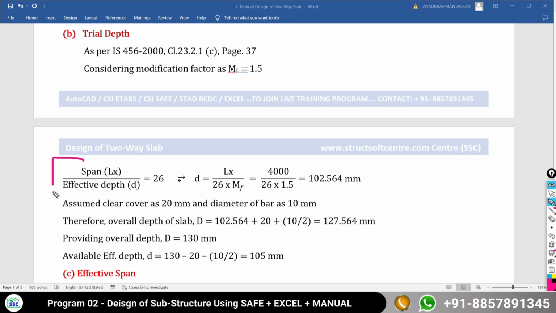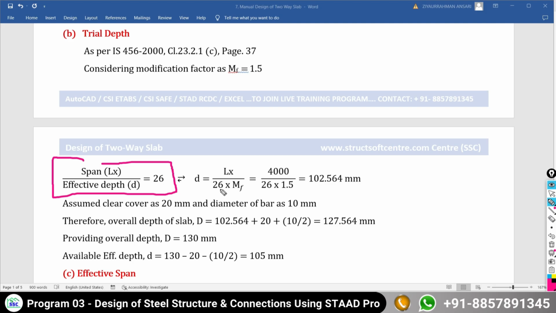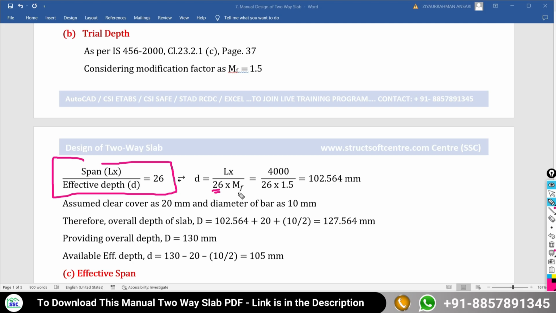So the basic formula is what? Your span to effective depth ratio is equal to 26. Now I am going to modify it to calculate the effective depth. So effective depth will equal shorter span divided by 26. A new term is going to be introduced here, the modification factor. So what is the role of this modification factor? It is the consideration of the percentage of reinforcement present in your concrete slab. But right now we don't have the design for the reinforcement. That's why we are going to assume this value as 1.5.